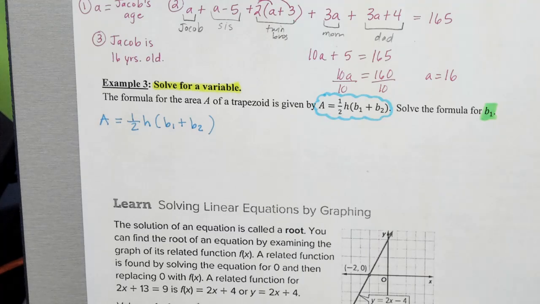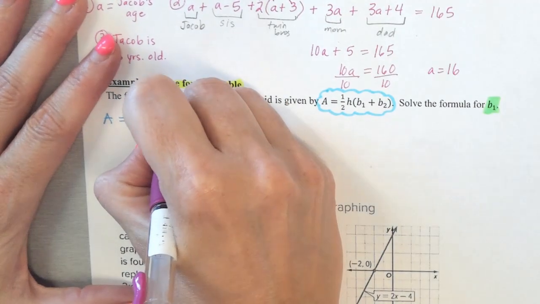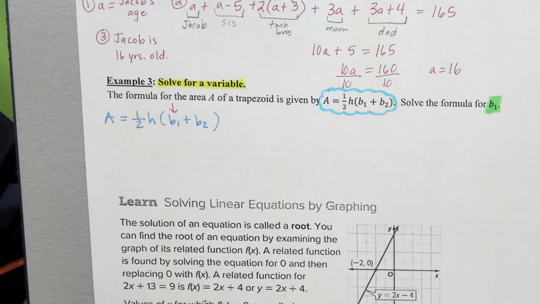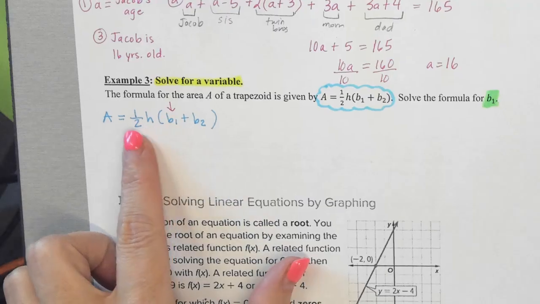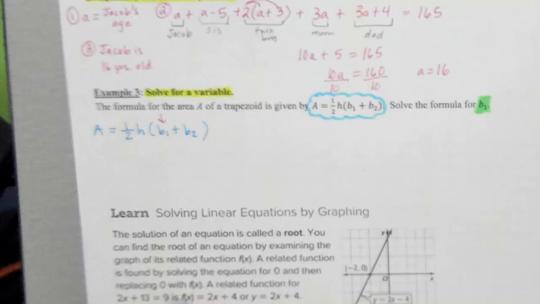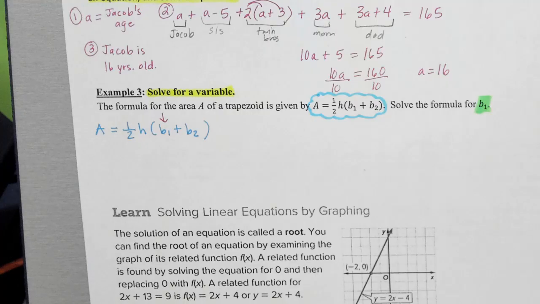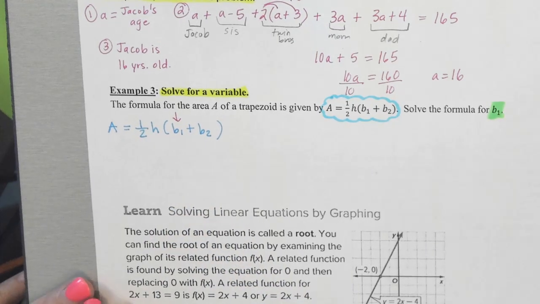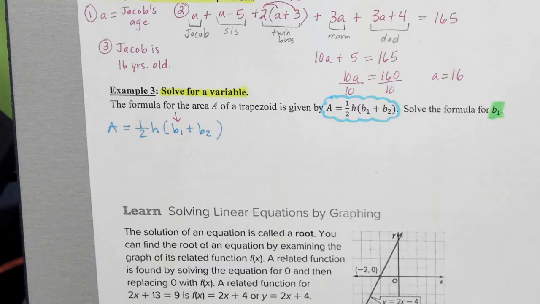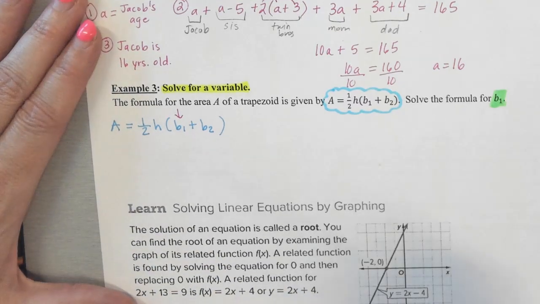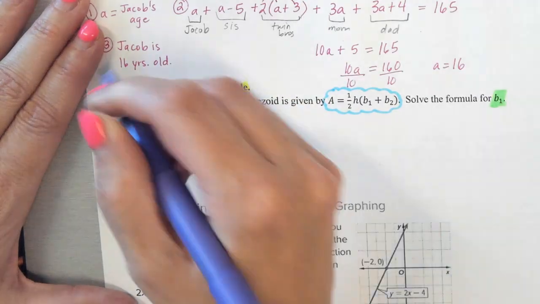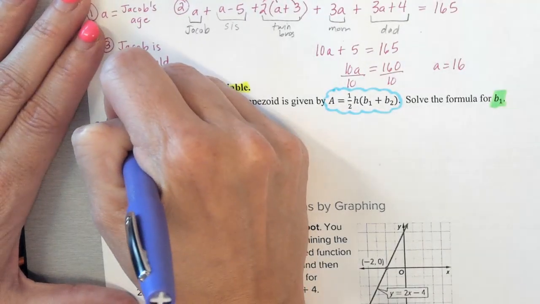And sometimes I'll point to the variable that I'm solving so I know, okay, this is going to stay. I have to move everything else over. So when you are solving, we know we have to move over what's on the outside of the parentheses first, the 1/2 and the h. Again, it doesn't matter what order you do that in, but if there's a fraction, I would move that over first. So you can divide by 1/2, or like we said earlier, it's a lot easier to multiply by the reciprocal. So we're going to multiply each side by 2.